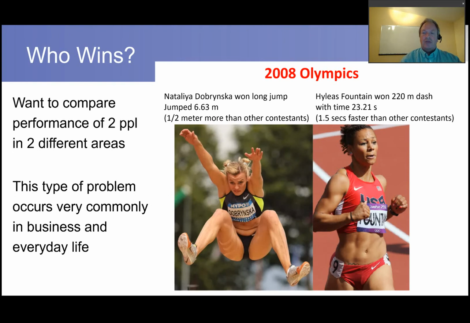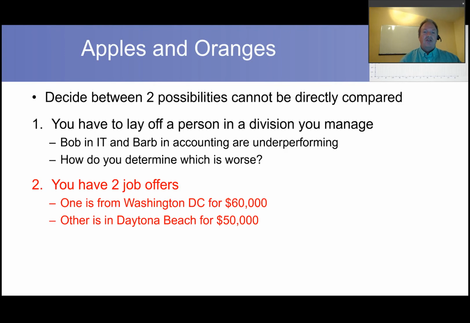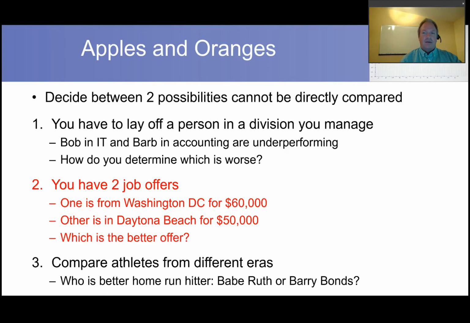We had these two athletes. They each had spectacular performances, but they were in different events. So the question is, how do we compare the performance of two people when they come from totally different areas? In the introduction we gave some examples of where we have to decide between two possibilities and we can't directly compare them. In this video, I'm going to look at the second scenario, the job offers that you get. And we're going to use percentiles to answer this question.